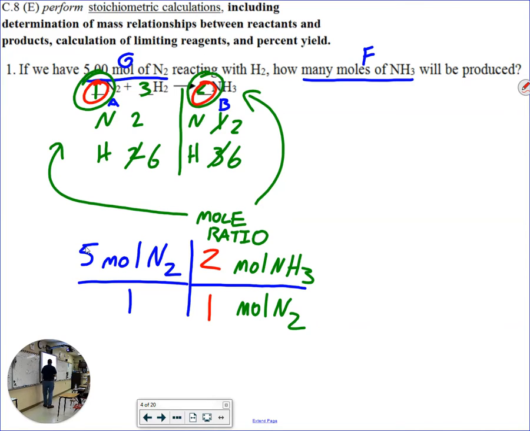When I cancel my units, look what happens. Moles of N2 cancels moles of N2. What am I left with? Moles of NH3. What does the problem want me to find? Moles of NH3. Aha. So, y'all tell me, how many moles of NH3 am I going to make here? 10. 5 times 2.